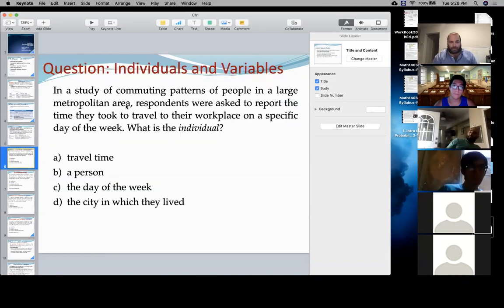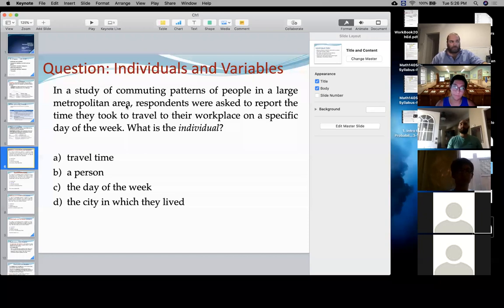So question: in a study of commuting patterns of people in a large metropolitan area, respondents were asked to report the time they took to travel to their workplace on a specific day of the week. What is the individual? Don't shout the answer. I want you to think about the answer. And then when we say what the answer is, you'll think to yourself, oh, I got that wrong, my understanding was not as good as it should have been. Or, hey, I got that right, I'm really, really smart. One of those two possibilities. So I want you to take 10 seconds, 15 seconds, and think about what your answer to this question is.